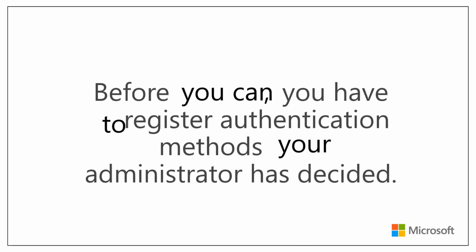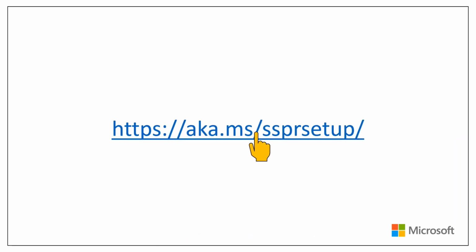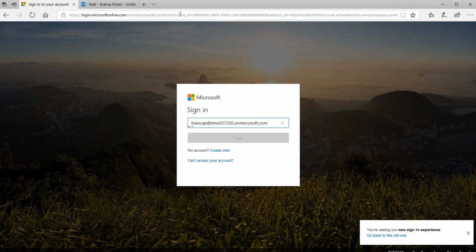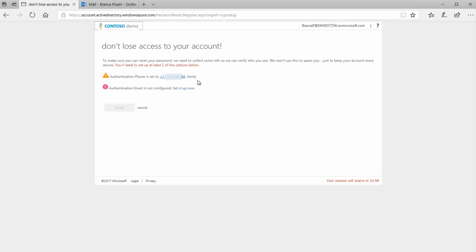Before you can use this feature, you must register a few authentication methods your administrator has decided. To do this, go to aka.ms/SSPR setup. As you can see here, Bianca will sign in with her organization account. On the registration page, it will ask you to verify two authentication methods.